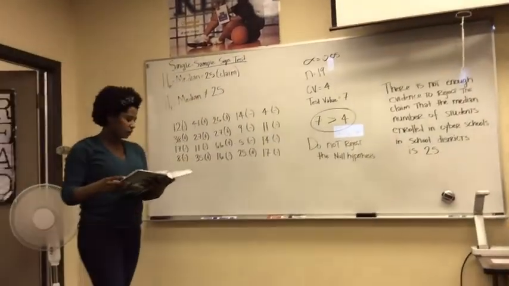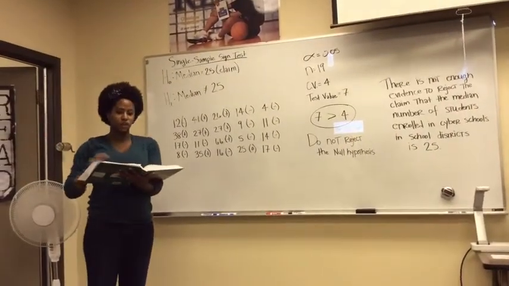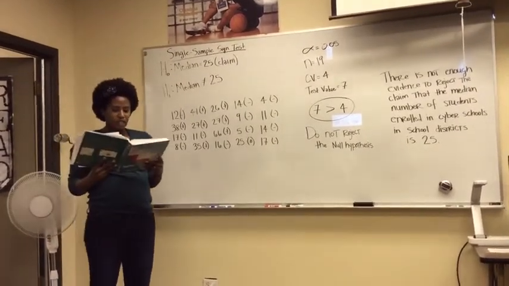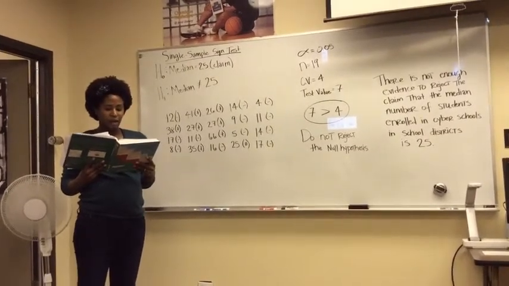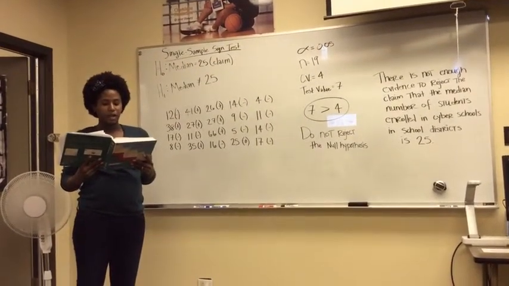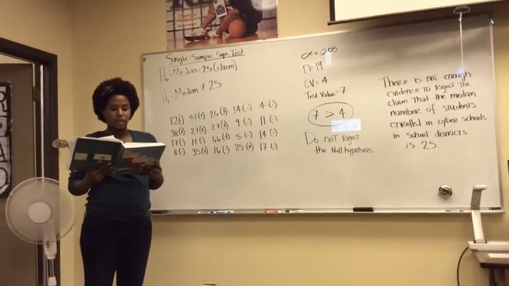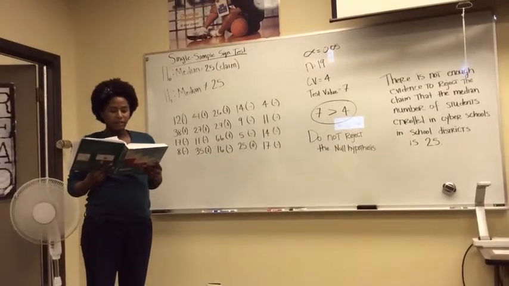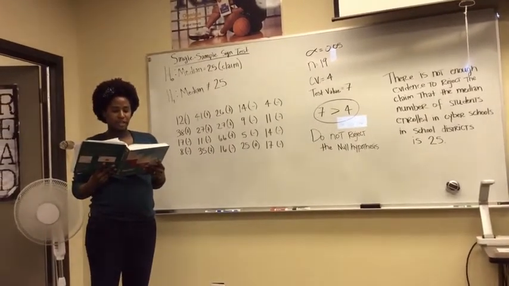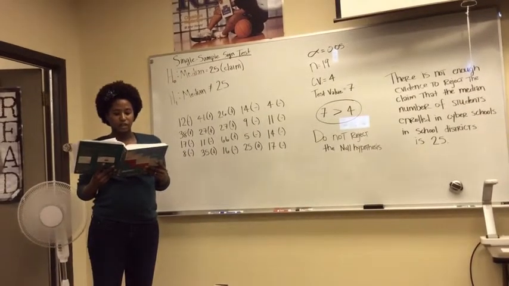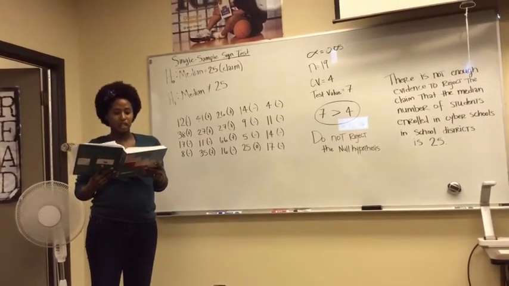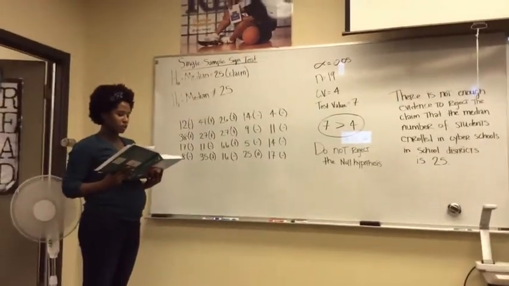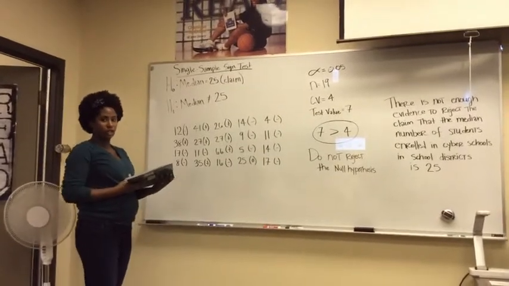Okay, I'm using sample exercise 13-2, number 7. The question reads, cyber school enrollment. An educator hypothesizes that the median of the number of students enrolled in cyber school in school districts in southwestern Pennsylvania is 25. At alpha equals 0.05, is there enough evidence to reject the educator's claim? The data are shown here. What benefit would this information provide to the school board of a local school district?